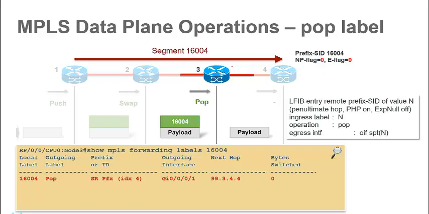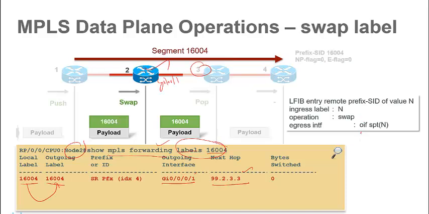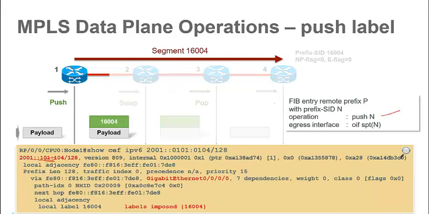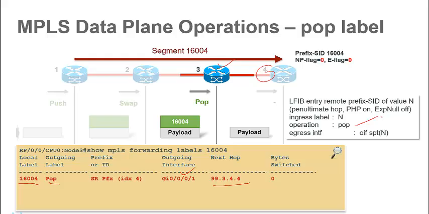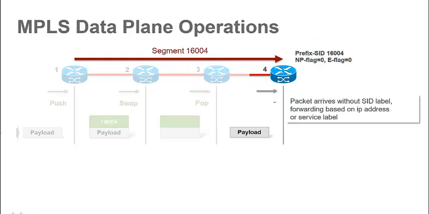Now, when you go to router 3, what you see, it says that if the packet comes in this label, you have to pop it and send it to router 4. Pop operation. The previous page, swap operation. The first page, push operation. Push, swap, and pop. Same like MPLS. Because you know MPLS, you understand this. And when the packet arrives to router 4, it comes without any segment ID. It just forwards based on the IP address.